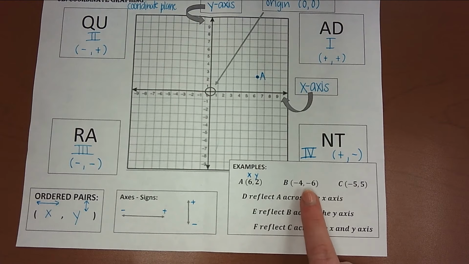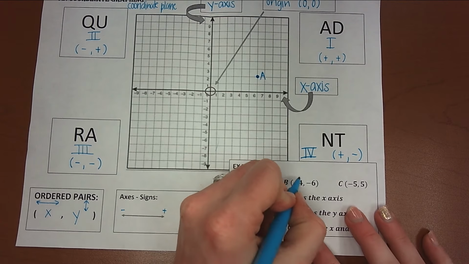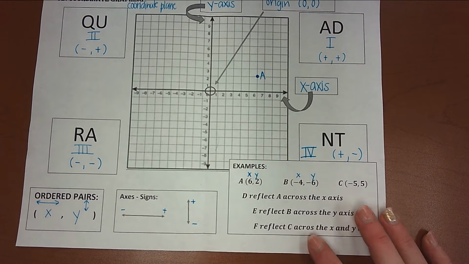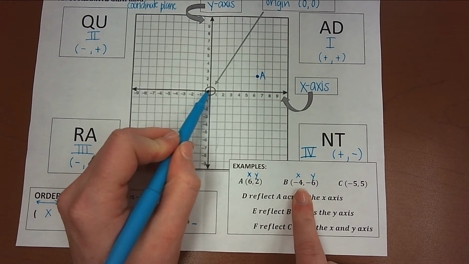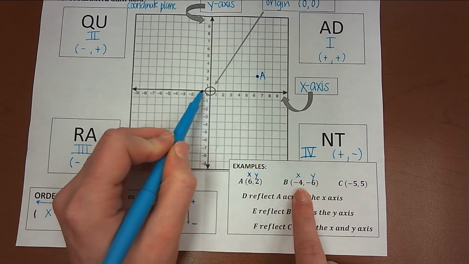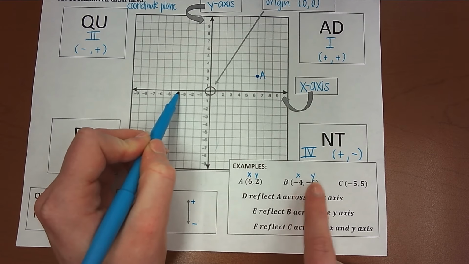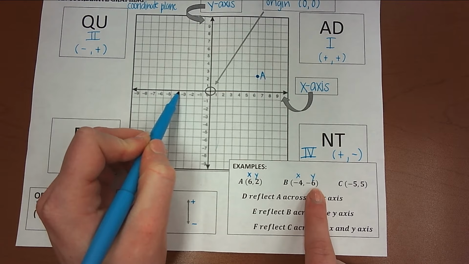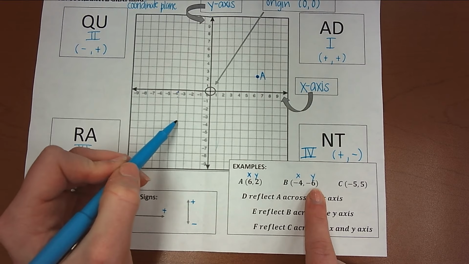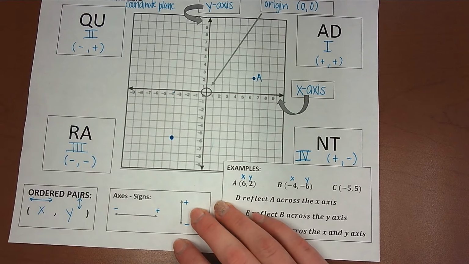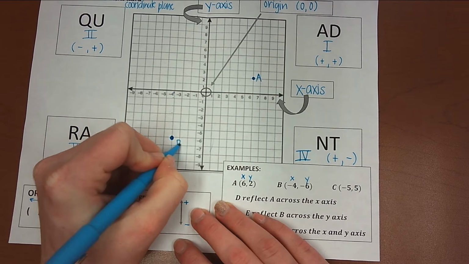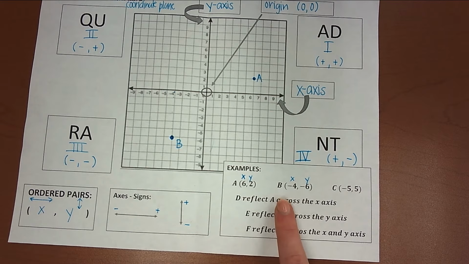So point B is at -4, -6. Again, my ordered pairs always go in alphabetical order, X then Y. So what this is telling me is side to side on my x-axis, I'm going to go -4, which is left 4 from the origin. I always start at the origin. 1, 2, 3, 4. And then my y is -6, so I'm going to go down 6. 1, 2, 3, 4, 5, 6. I'm going to plot a point at -4, -6, and I'm going to label it with a capital B because that's what it gave me in my example here.